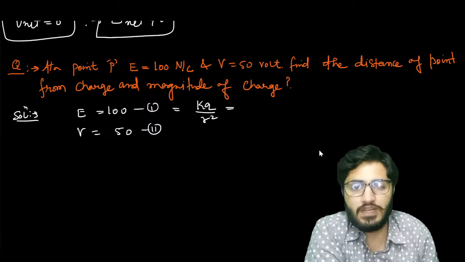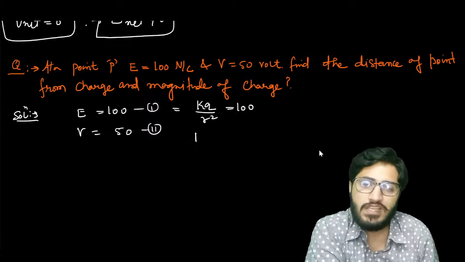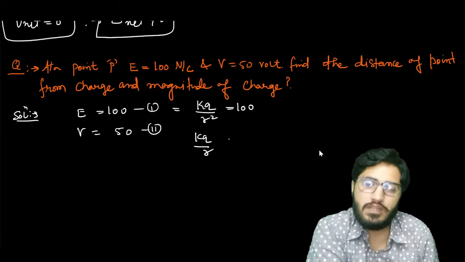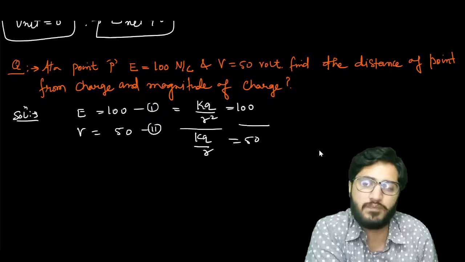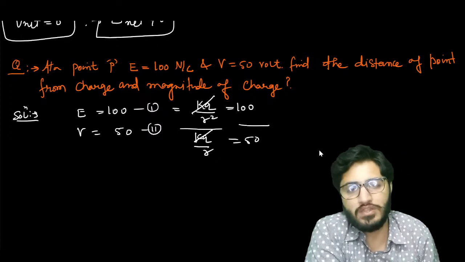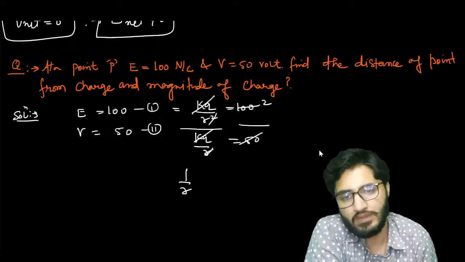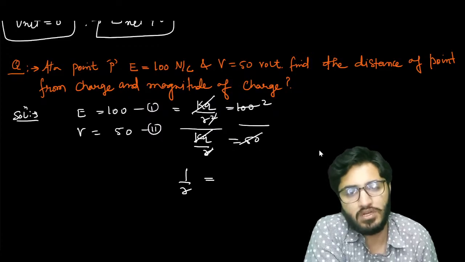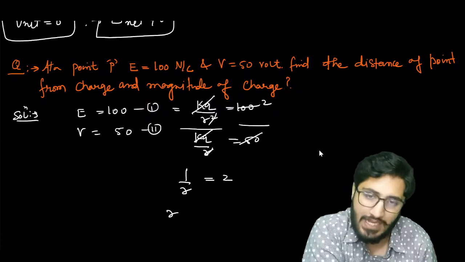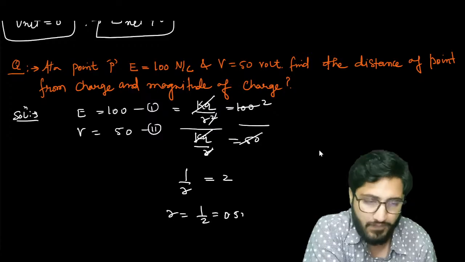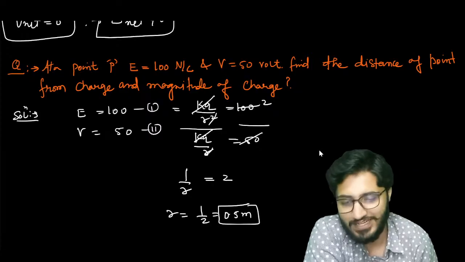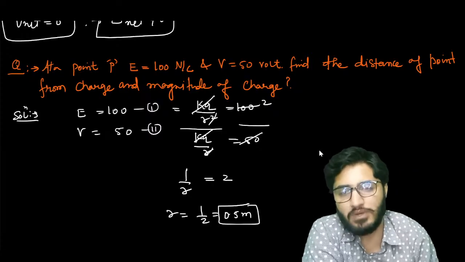Is it 100? Yes, sir. What is V? Is it KQ by R only? Is it 50? Divide them. Look, KQ cancel, KQ cancel. One R cancel. 50 by 100. So I am getting 1 by R is equal to 2, I guess. I get R came out to be 1 by 2, that is 0.5.